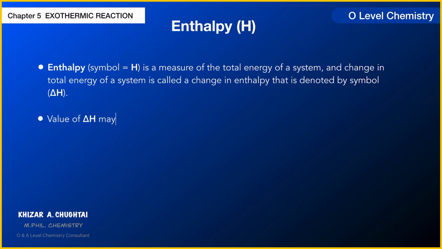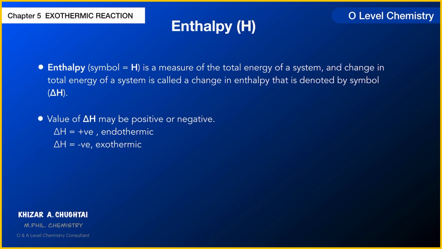The value of delta H may be positive or negative. If the answer of delta H is positive, the reaction is endothermic. If it is negative, then the reaction is exothermic. Whenever we calculate delta H by any means, if the answer is positive, it means the overall, main process is endothermic, so the overall reaction is an endothermic reaction. If the answer of delta H is negative, then the overall reaction is an exothermic reaction.